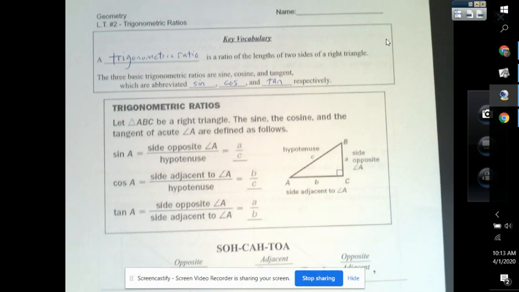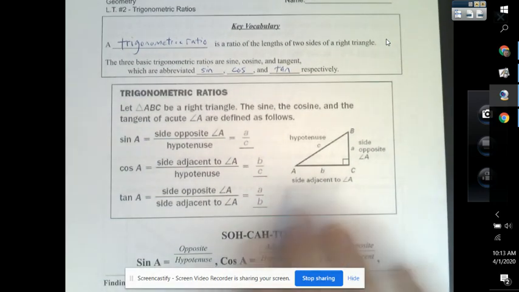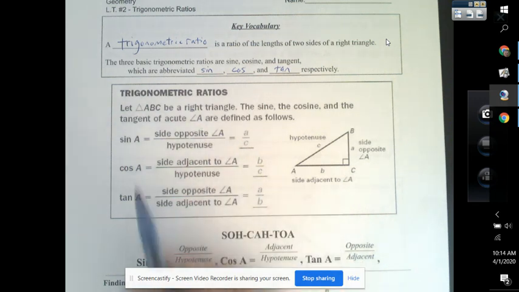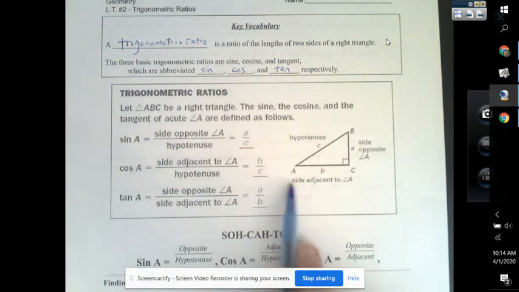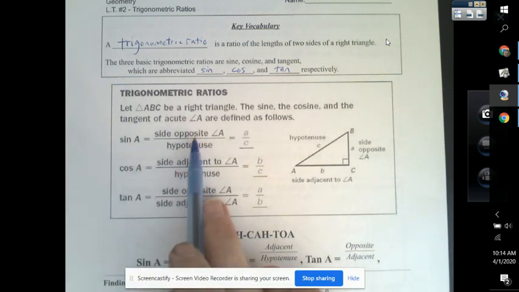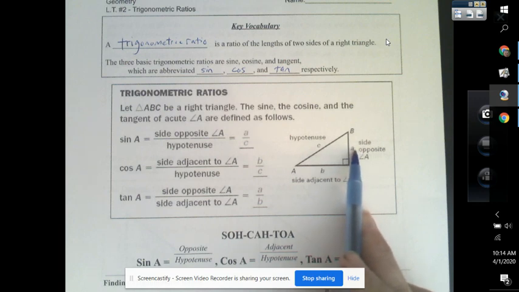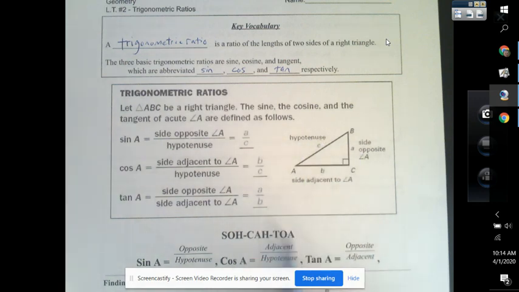Our trigonometric ratios. So over here we've got a triangle. Let triangle ABC be a right triangle. The sine, cosine, and tangent of acute angle A are defined as follows. This is important. We have to have an angle to go off of. This is piggybacking on our previous lesson for our learning target number 1. So we're talking about angle A. You first label your hypotenuse, your opposite, and adjacent, just like we've been doing. The sine is always opposite over hypotenuse. So whatever number this is, that is on your numerator. Your hypotenuse, whatever number that is, that's your denominator. It's that simple. You are just creating a ratio.